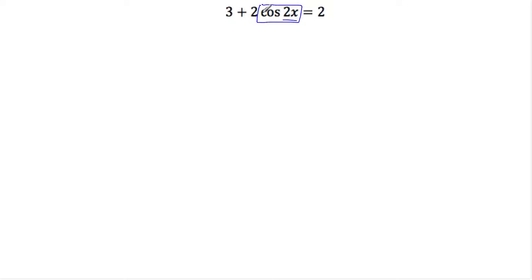So again, I have this cosine. I want to get that by itself. So I subtract 3 from both sides, so now I have 2 times cosine of 2x is equal to 2 minus 3, which is negative 1. Now I divide both sides by 2. So I get cosine of 2x is equal to negative 1/2.